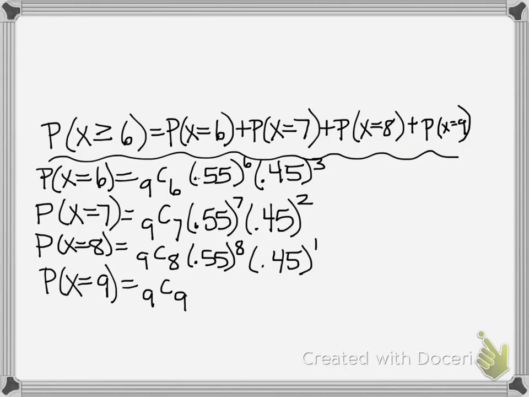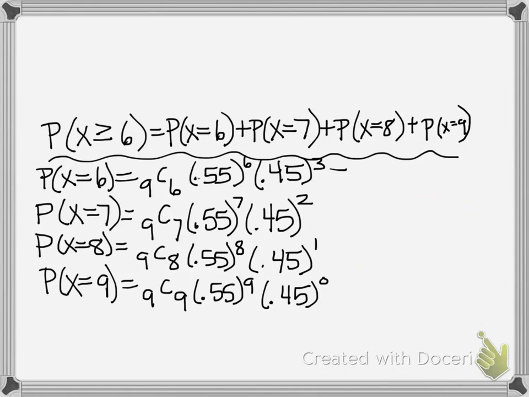Now 9C9 is only going to be 1 because if you have 9 spots, there's only one way to fill them all with males. So it's going to be 0.55 to the 9th power. Now we still fill in the 0.45, but it's going to be to the 0 power because 9 plus 0 means there's 0 females. And 0.45 to the 0 power is just 1, so it's not going to change the answer, but it's just nice to see that the exponents should add up to the whole.